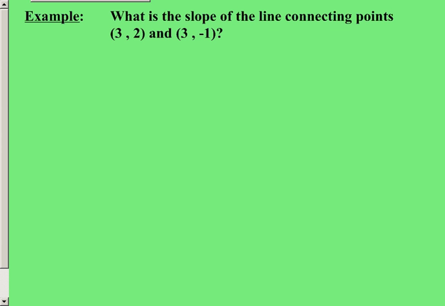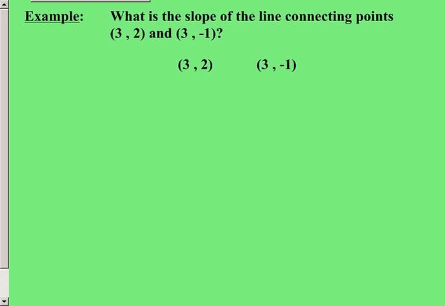Now, one more quick example, not that I think you haven't figured out the math, but there are some special cases to consider. What is the slope of the line connecting points (3, 2) and (3, -1)? Well, let's take a look at this one real quick and see what it does and why it's so much different from the others.